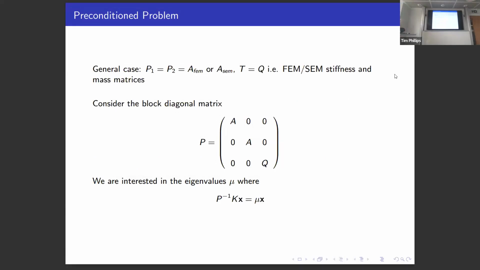Okay, so let's turn now to the more general case, where b is not equal to 0, and we choose again P1 and P2 to be either the finite element stiffness matrix or the stiffness matrix associated with the spectral element method, and we'll take T to be the pressure mass matrix. And so let's consider a block diagonal preconditioner of this form. So again, we're interested in the eigenvalues of the preconditioned system.